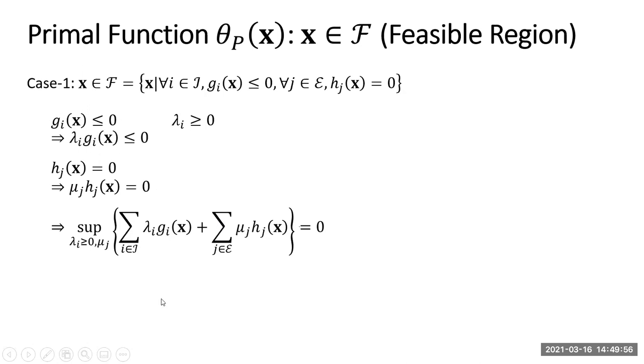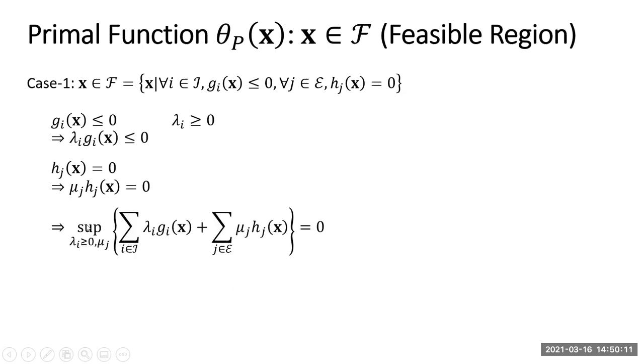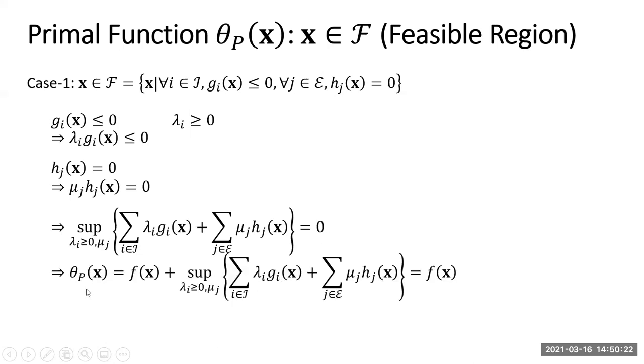For g_i(x) less than 0, by the way, lambda_i will be equal to 0. You'll see that later. But anyway, both summations are equal to 0, and that is the maximum. Hence the supremum is equal to 0, as long as x is feasible. And therefore theta_p(x), which is equal to f(x) plus this supremum, is equal to f(x), because the second term here is equal to 0.